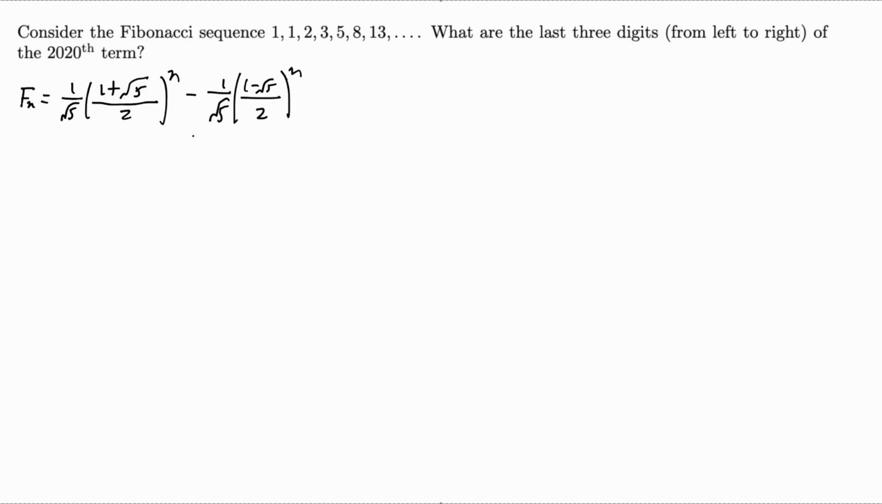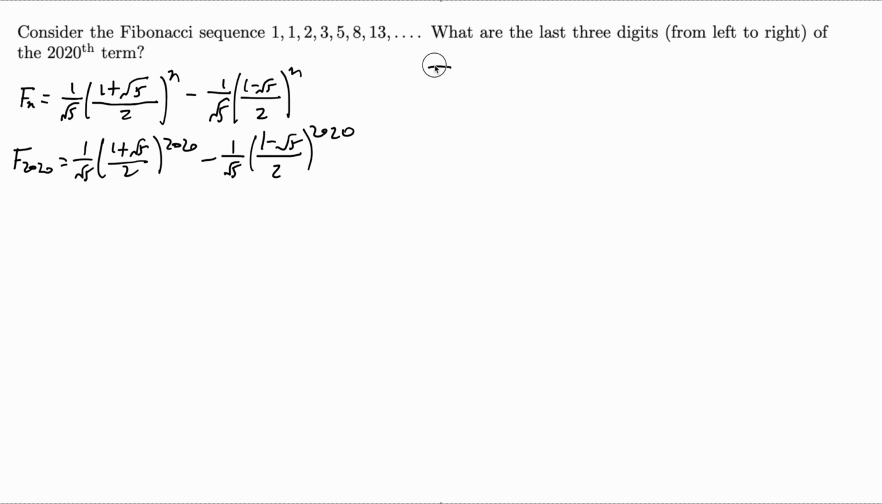So this is the explicit formula for the Fibonacci number. So the 2020th term should be 1 over root 5 times this, minus this one. Now let's try and simplify them because we have to find the last three digits. So let's say that this is congruent to A mod 1000, and we are finding the last three digits of A.